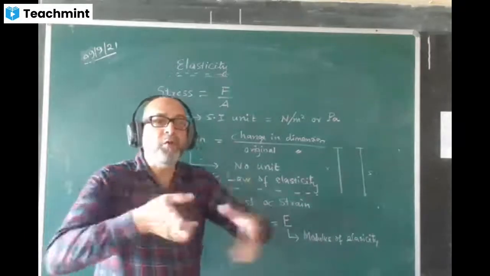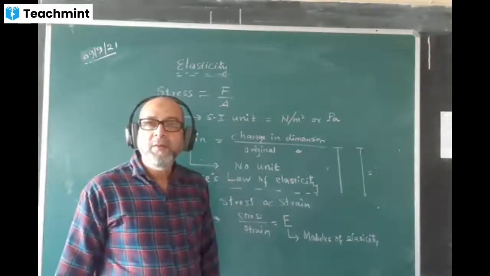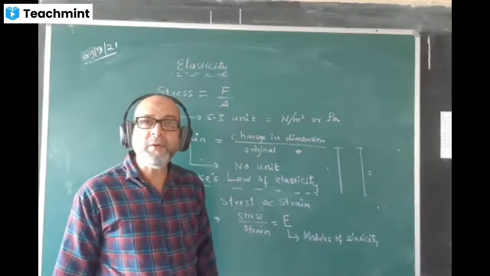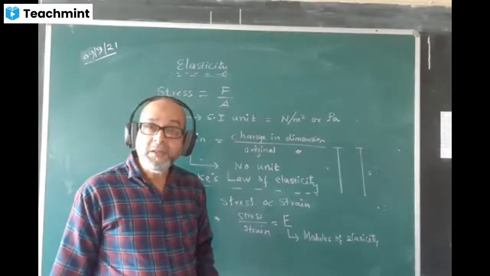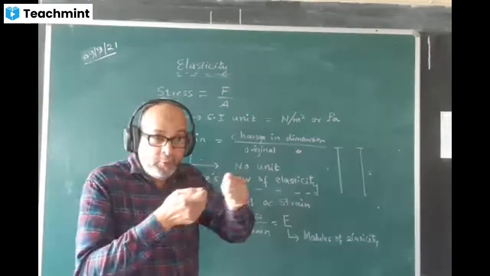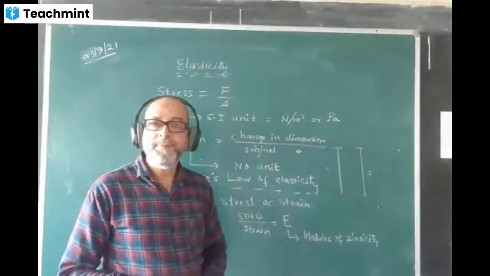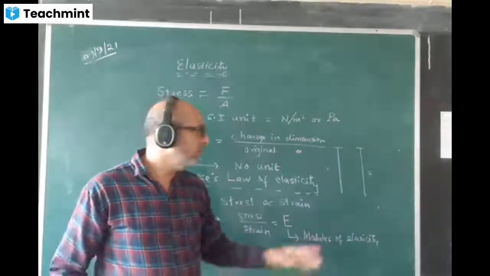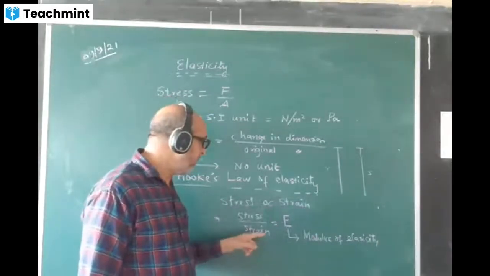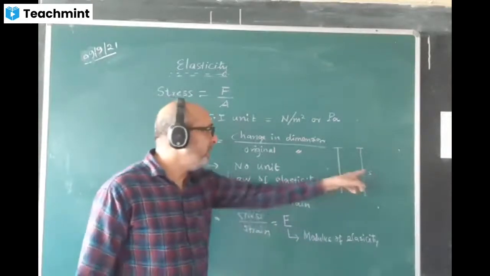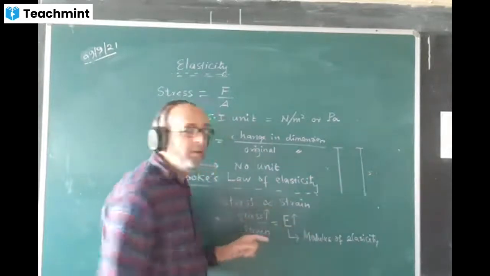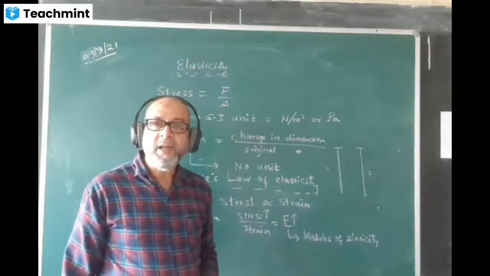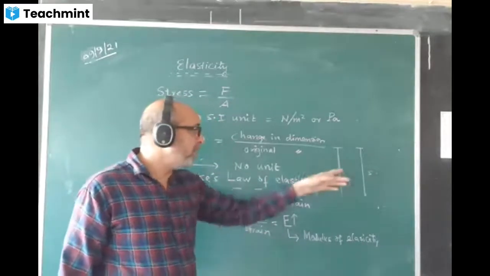In which case do you have to give more force, rubber or steel? Steel. Steel will require more force to produce the same amount of elongation as in rubber. So that means for the same strain, we find stress is more in steel than in rubber. When the stress is more, the elasticity will be more, and on that basis we say that steel is more elastic than rubber.